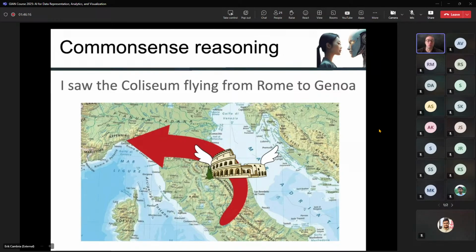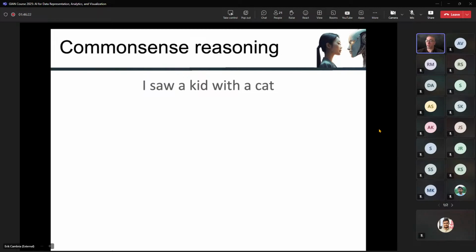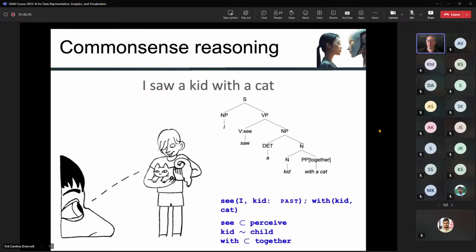And so you may say, okay, but this is maybe a very specific or special example. Actually, we really use common sense in almost every sentence. Let's take a much simpler sentence like this. I saw a kid with the cat. An AI model can model a sentence like this in many different ways, depending on what the final downstream task is.